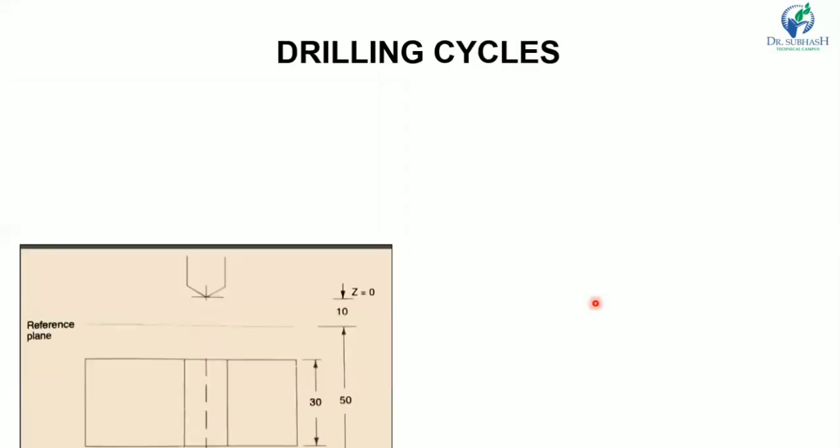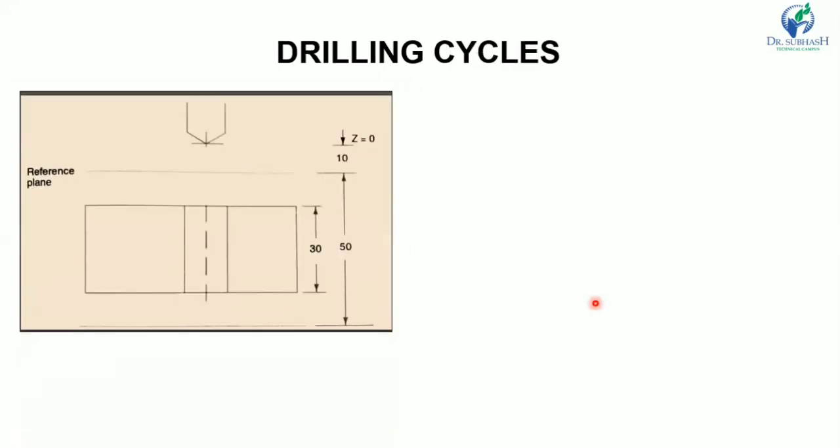Now let us understand the drilling cycle. A fixed cycle for drilling a hole is available, where the complete drilling cycle is completed by giving the information in a single block. Consider our piece, where this is the reference plane and Z is 0. The reference plane is 10 mm above, and the total is 30.